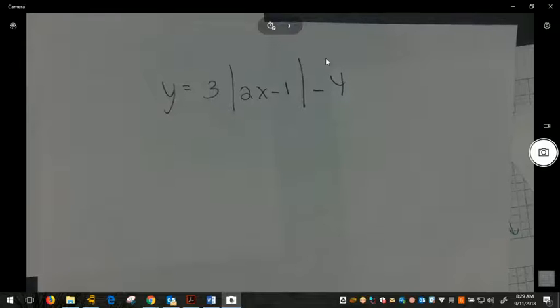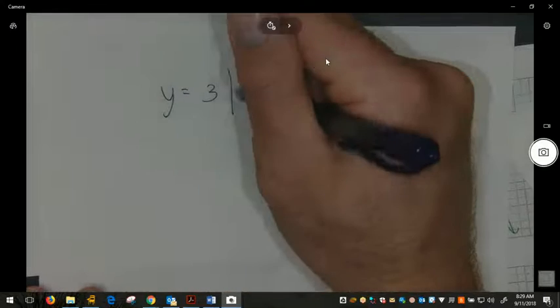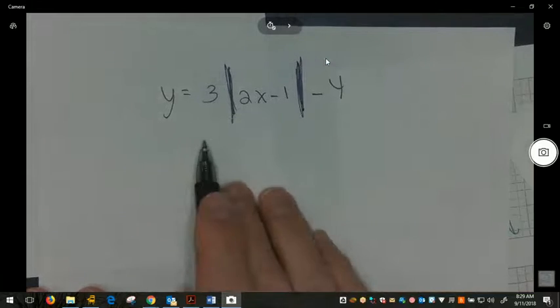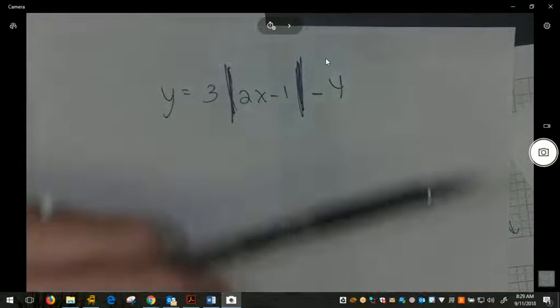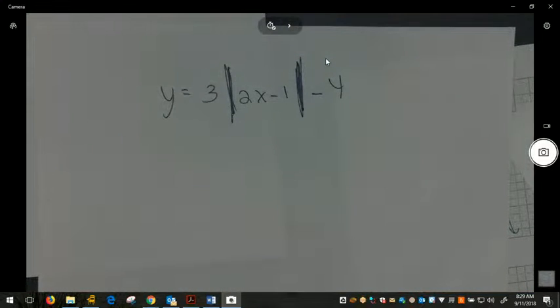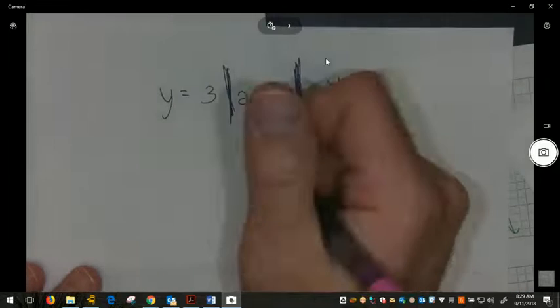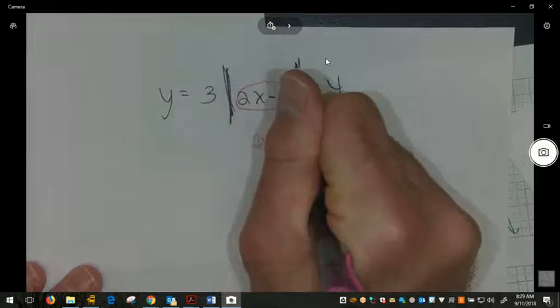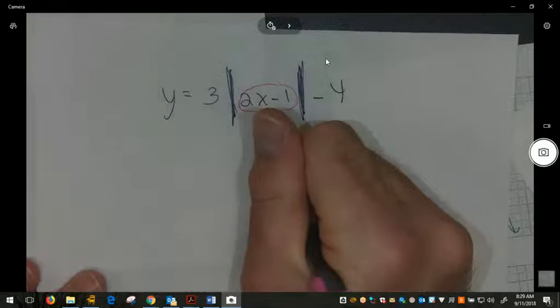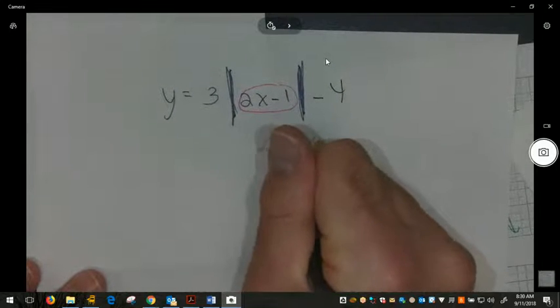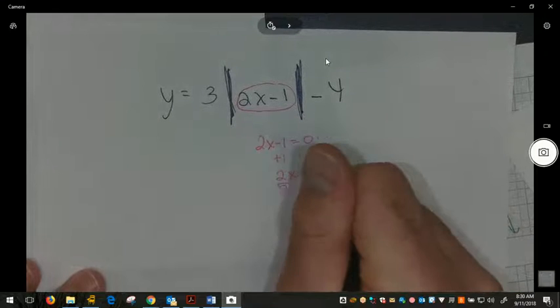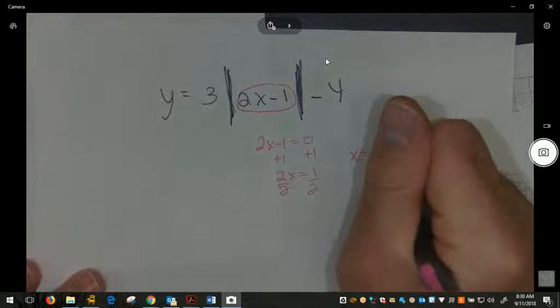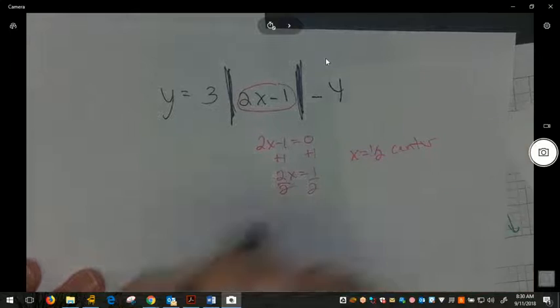For our next equation that we're going to graph, we have 3 times the absolute value of 2x minus 1 minus 4. So again, we need to figure out where the center of this graph is going to be. We're going to set this modulus, 2x minus 1, equal to 0. I'm going to add 1 to both sides, 2x equals 1, and divide both sides by 2. X equals 1/2 is the center of the graph.